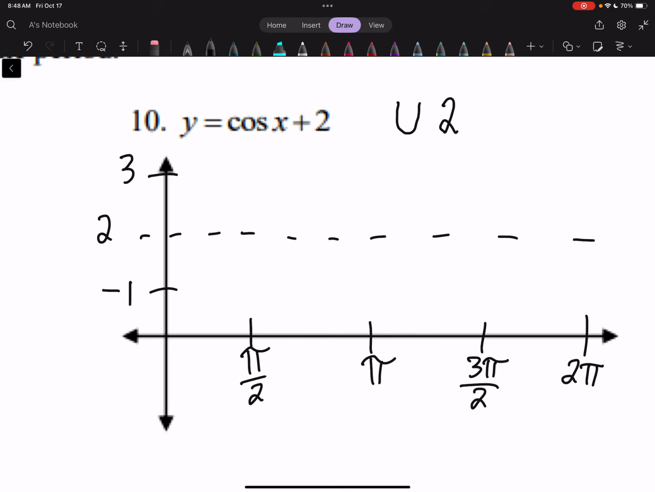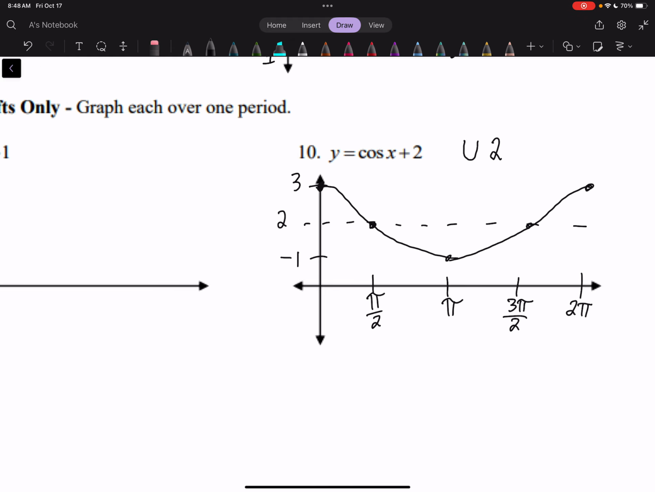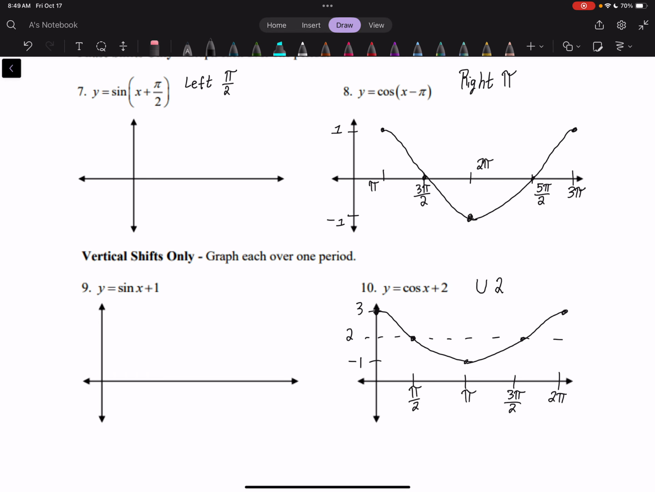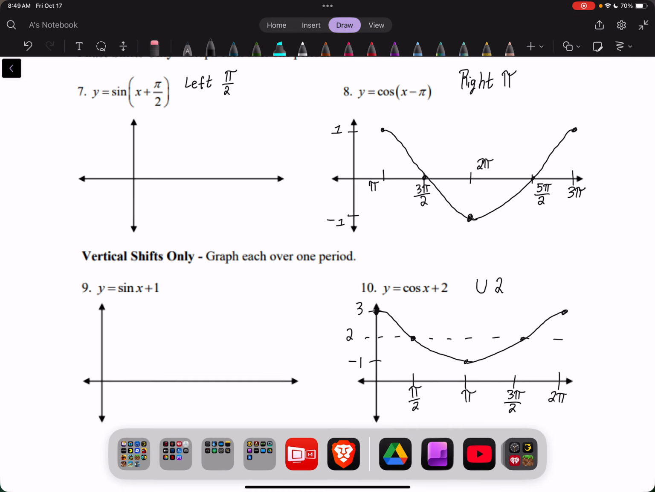Okay, my a value is +1, so I'm starting at the maximum. Midline, minimum. Oh, apologies. Forgot the 0. Maximum, midline, minimum, midline, maximum. Try 9 and 7. Now I'm going to show you the answers.